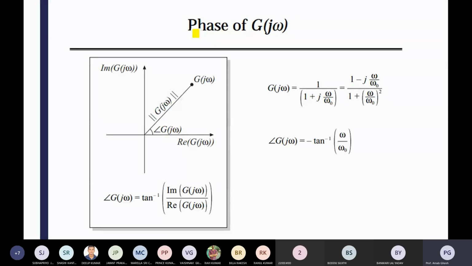Okay, then for the phase you have to calculate. So phase, that is 90 degree contribution, on both sides. Okay, a pole means 90 degree contribution, so angular, that is y by x, where y is omega by omega 0 and x equal to 1, so minus tan inverse of y by x. Okay, so that is coming like that. So imaginary part of j omega over real part, angle of j omega, tan inverse. So that is your imaginary portion, that is your real portion. Okay, so that angle is there.